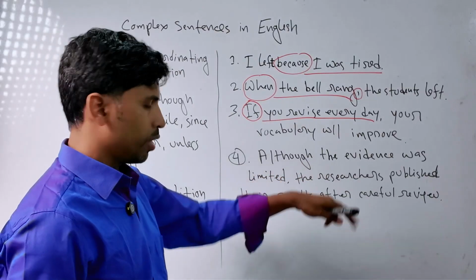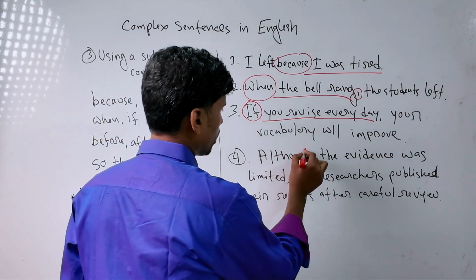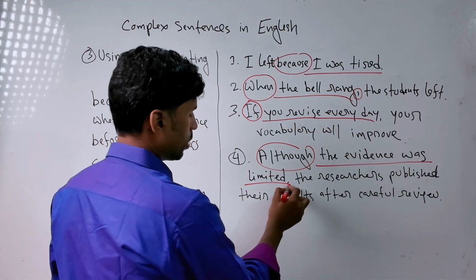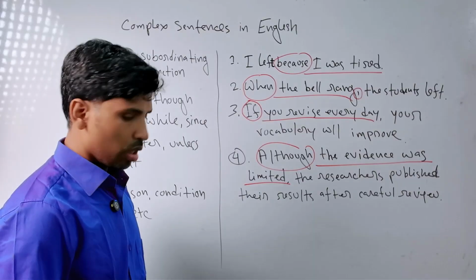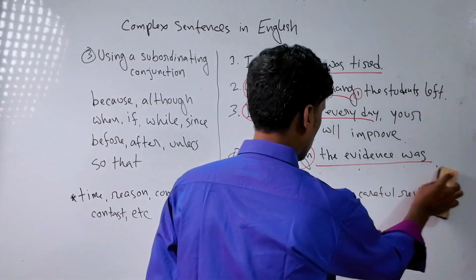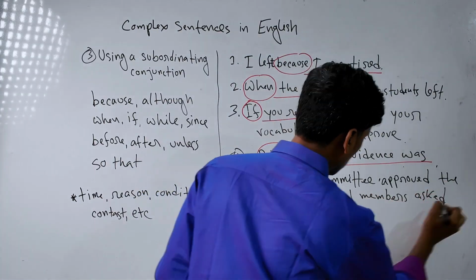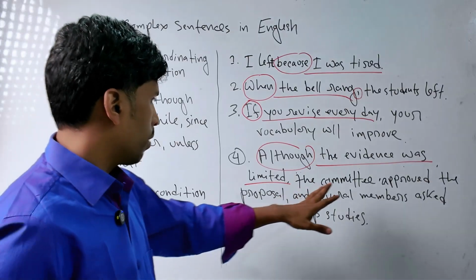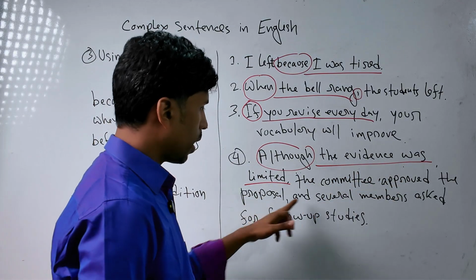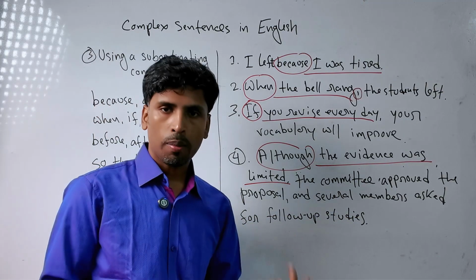All right, although the evidence was limited, the researchers published their results after careful review. This is the subordinating conjunction, and this here is our subordinate clause. Okay, we can turn this into a compound complex sentence. Although the evidence was limited, the committee approved the proposal, and several members asked for follow-up studies. So this is a compound complex sentence.